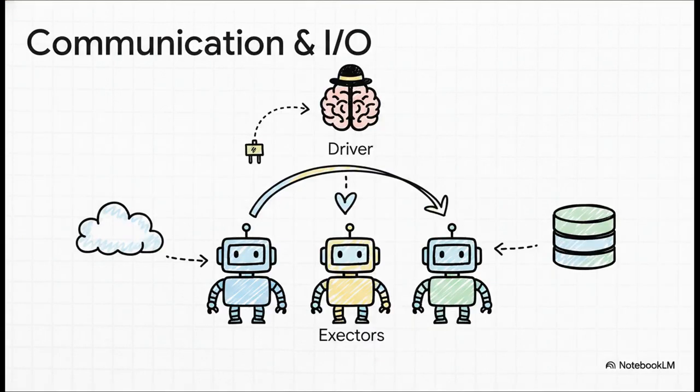But here's the thing, the musicians can't just play in a vacuum, right? They have to stay in perfect sync with the conductor. And executors are constantly communicating. The moment they start up, they register with the driver. They send constant little heartbeats back just to say, hey, I'm still here and I'm working. And they report their progress as they finish tasks. They're also the ones handling all the I/O, reading the raw data from places like S3 and writing the final results back out. They do all the heavy lifting.